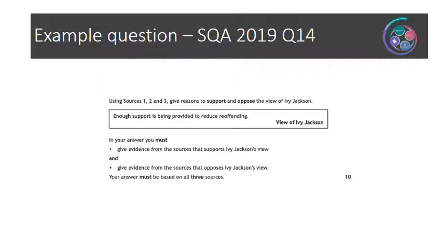So now let's have a look at an example question from the SQA 2019 past paper, question 14. It says, using sources 1, 2 and 3, give reasons to support and oppose the view of Ivy Jackson. The statement that Ivy Jackson has made is, enough support is being provided to reduce reoffending. It's important to note here that you must give evidence that supports the view of Ivy Jackson and evidence that opposes the view of Ivy Jackson. We're looking to find 5 for each from across the three sources.